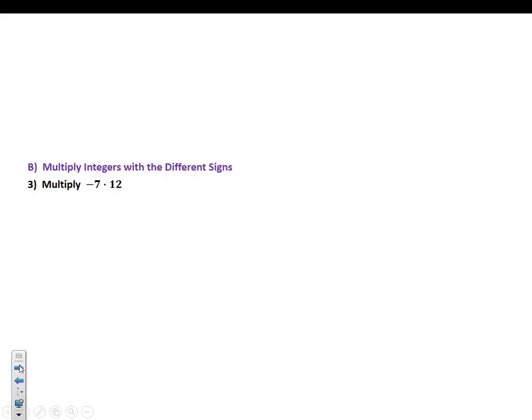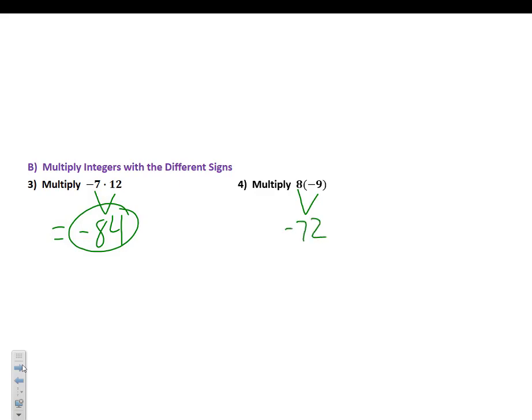All right, multiplying integers with different signs. We have negative 7 times 12. I'm multiplying. My signs are different, a negative and a positive, so I know my resulting answer is negative. 7 times 12 is 84. The signs are different, the answer is negative, so we get negative 84. And on example number 4, 8 times a negative 9. Again, we are multiplying. The signs are different, a positive times a negative, so my answer is negative. 8 times 9 is 72. My answer is negative, so we get negative 72. Go ahead and write that down and join me on the next slide.